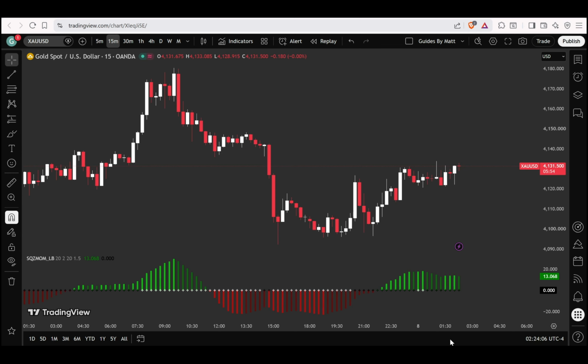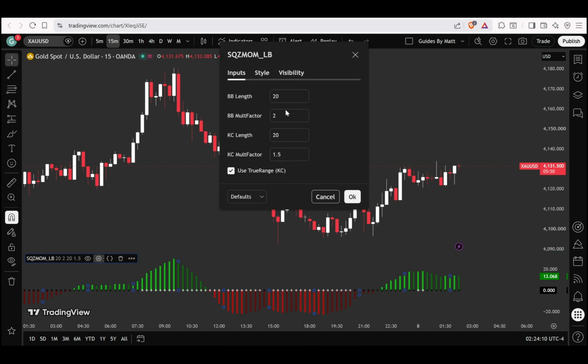In the indicator settings, you can adjust the length and multiplier for both the Bollinger Bands and Keltner Channels. The default length for both is 20, which provides a solid baseline for most timeframes. You can also toggle whether the Keltner channel uses true range or a simple high-low calculation. I recommend starting with the defaults, as they are heavily tested by the community.